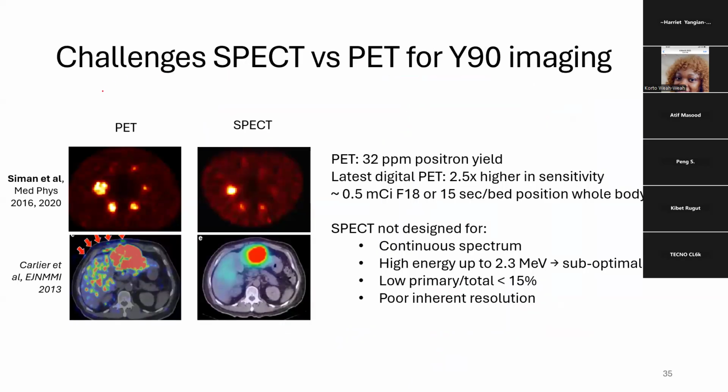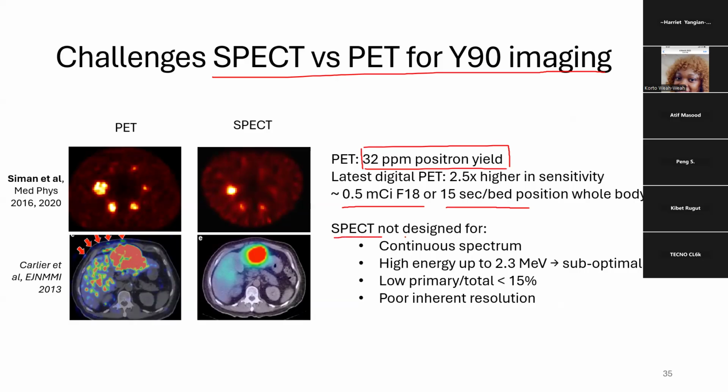Last, I want to show the challenges of SPECT versus PET for Y90. PET has a very low signal for Y90. The signal is 32 parts per million. Even with the latest digital PET, it's equivalent to injecting half a millicurie of F18. Normally for whole body, you inject close to 10 millicurie of F18. Or the other way to look at it, you image for 50 seconds per bed position for whole body, and normally you do around 3 to 5 minutes. So the signal is really low.